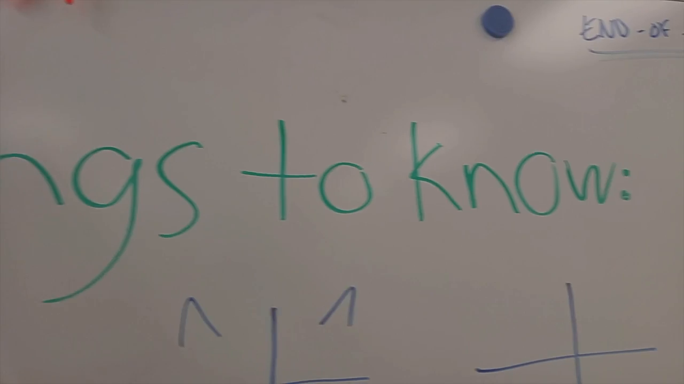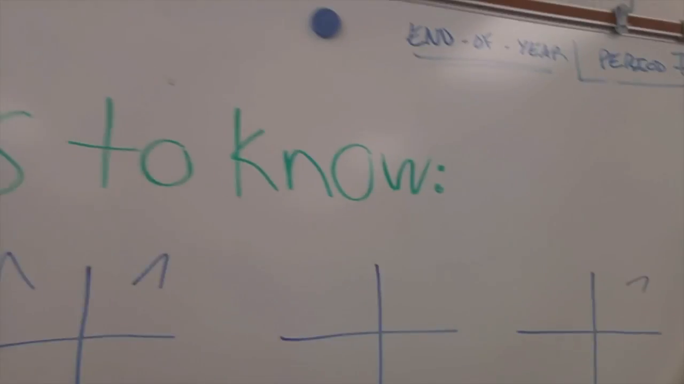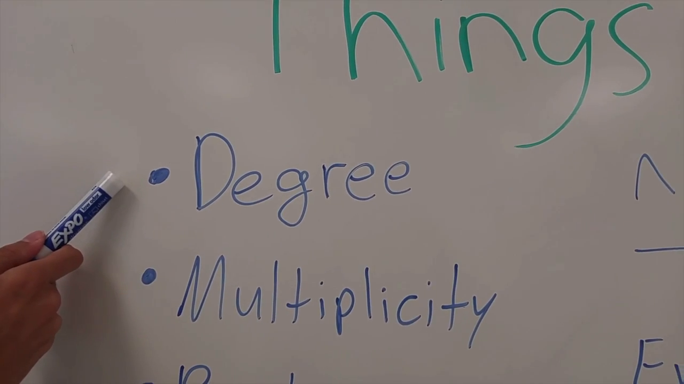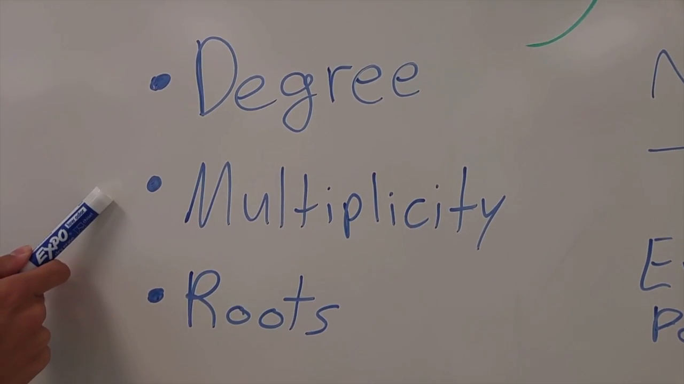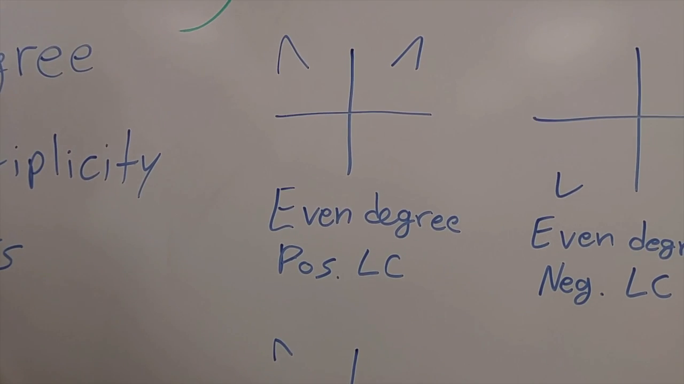Here's a list of things you may need to remember when trying to find the equation of a polynomial given its graph. The key terms to remember are degree, multiplicity, and roots. Mathematicians! Now we're going to talk about end behaviors.